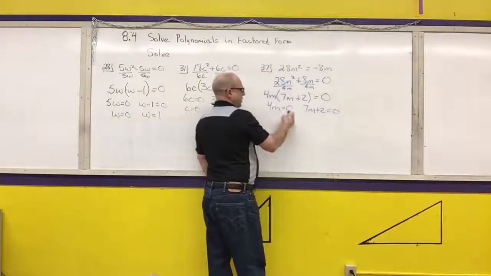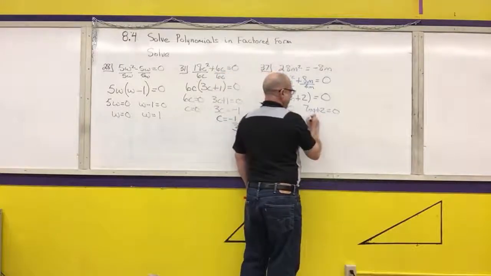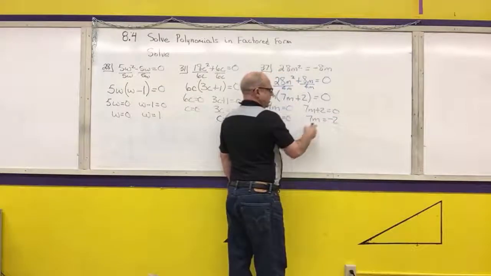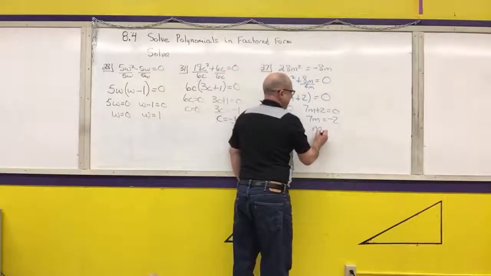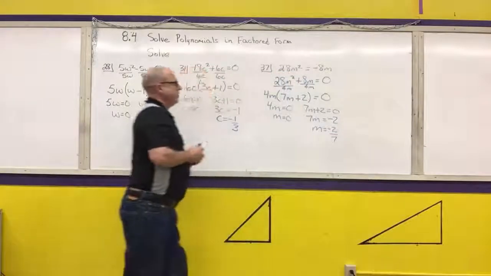So this one, m is 0. And this one, subtract 2 from both sides. So 7m is negative 2. Divide by 7. And m is equal to negative 2/7.